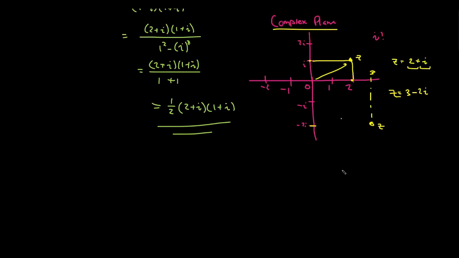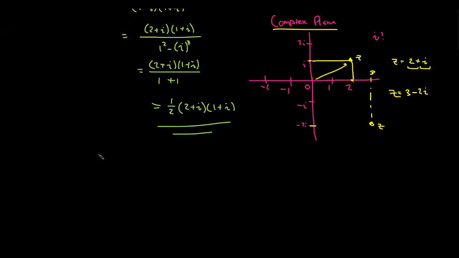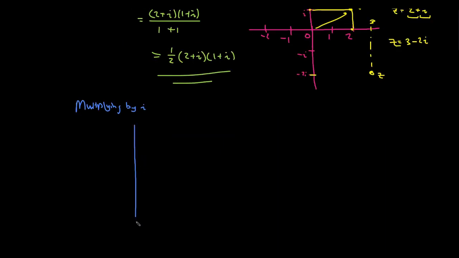I will do one more thing in the complex plane before I call it quits, and that is multiplying by i, because that has a nice intuition. So I will draw another complex plane here. This is 1, 2, 3, negative 1, negative 2, negative 3, negative i, negative 2i, negative 3i, and then i, 2i, 3i, like that.